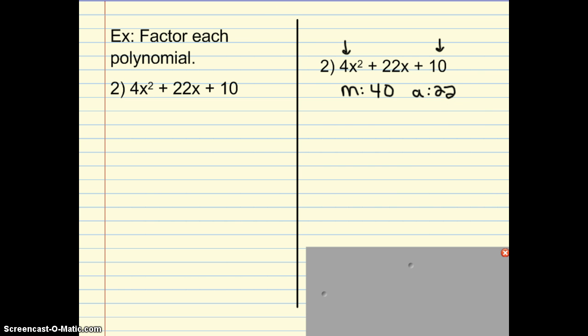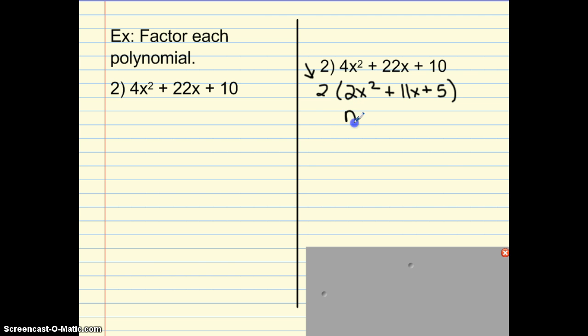And actually, before we do that, there's something else that we need to do first to make this a bit easier. When I look at 4x squared plus 22x plus 10, there's a greatest common factor. I can take a 2 out of everything. That's going to make my life a bit easier. So we're actually going to start with that. 2x squared plus 11x plus 5. Okay, and we'll just need to remember this 2 at the end. We'll tack that on to our answer.